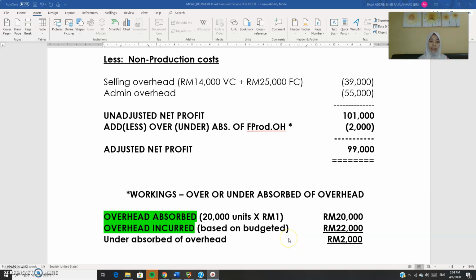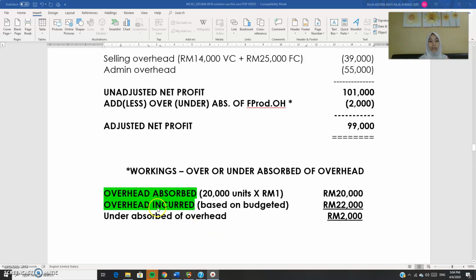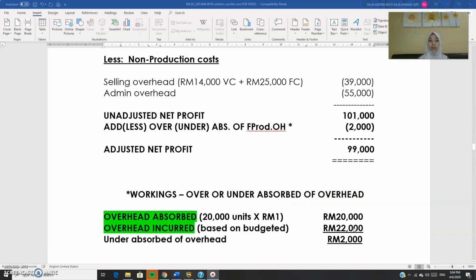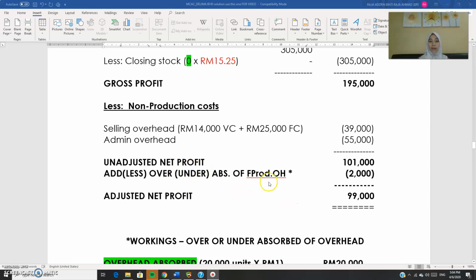Next, your overhead incurred. If the question is silent, you assume it is the same as your budgeted figure. If the question mentioned about the actual overhead incurred, then you take that figure. So, if here you have overhead incurred 22,000, you only absorb into the product 20,000. So, you will have under absorb of overhead by 2,000. So, this under absorb, you need to minus from your unadjusted net profit. So, less your under absorb of fixed production overhead 2,000 gives you adjusted net profit of 99,000.